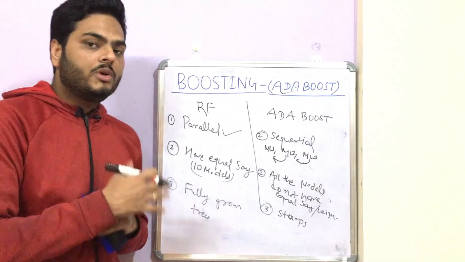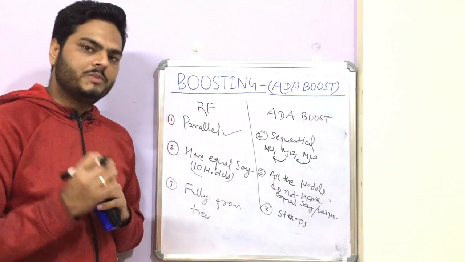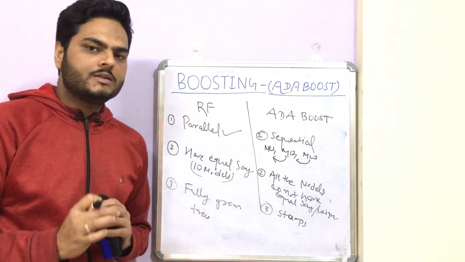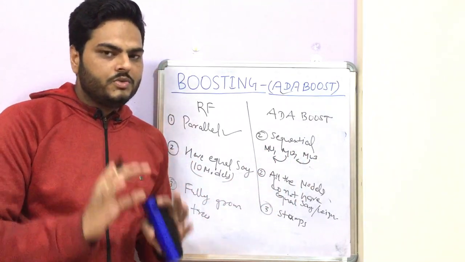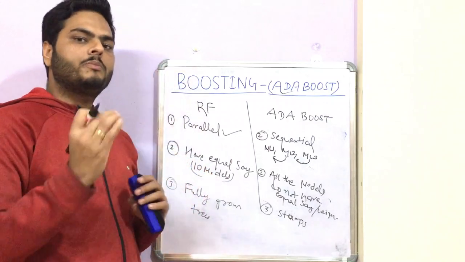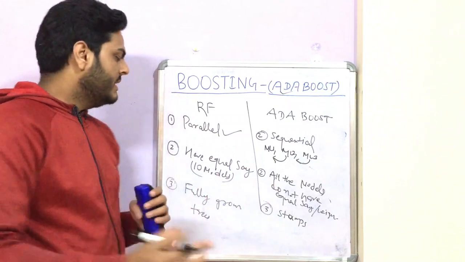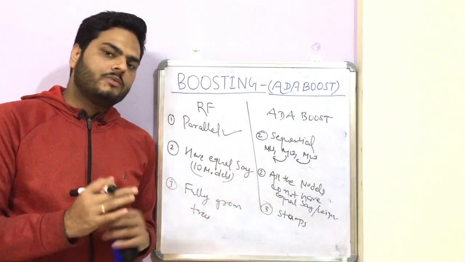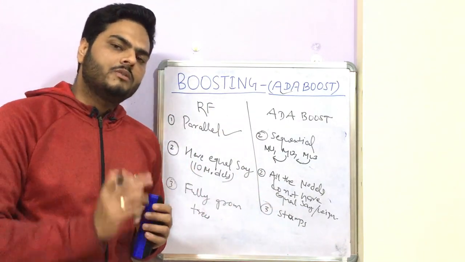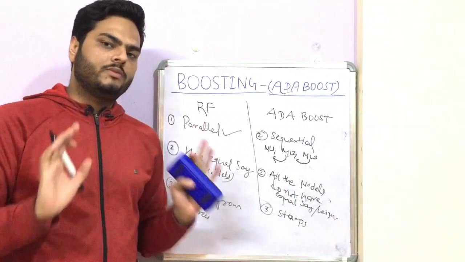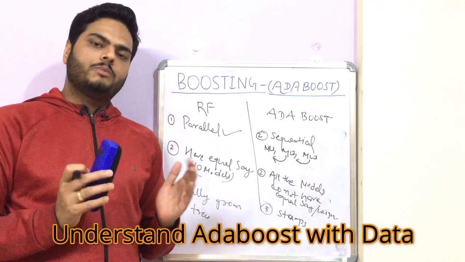Here all the individual models, or in other words all the weak learners, as they are called in the world of machine learning, have equal say in the final algorithm. On the other hand, here some of the weak learners have higher weight as compared to other weak learners. We will see how that weight changes with an example now. And third, all the individual models are fully grown decision trees here, whereas here the individual models are not fully grown, basically they are one stump, which means one root node and two leaf nodes. Now we will take an example and try to understand how AdaBoost works.